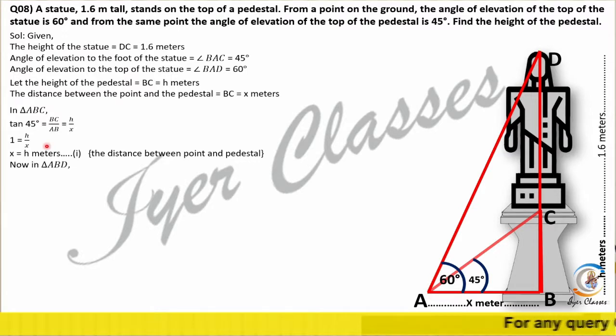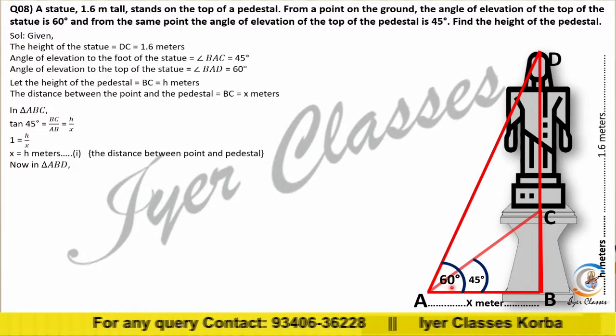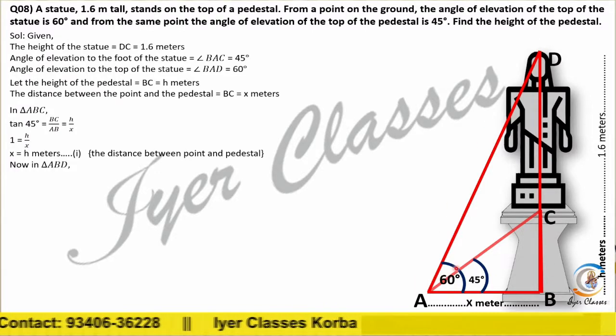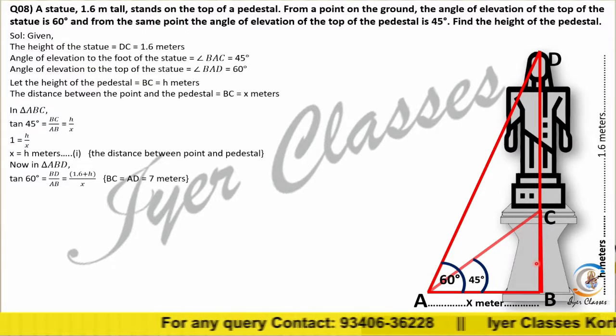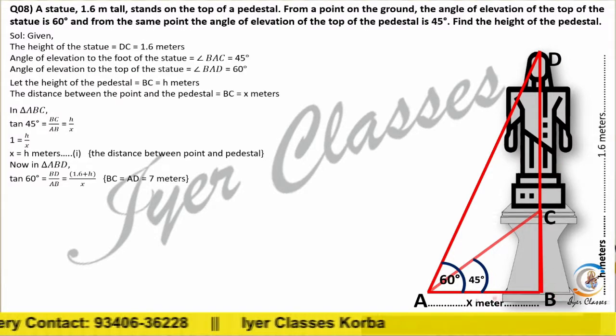Now the next triangle. Search for another right angle triangle. Yes, this is the triangle ABD. This is also a right angle triangle. This angle will be 90 degrees, right? In this the angle is 60 degrees, so tan 60, which you know is perpendicular BD by base AB. So what is the distance AB?